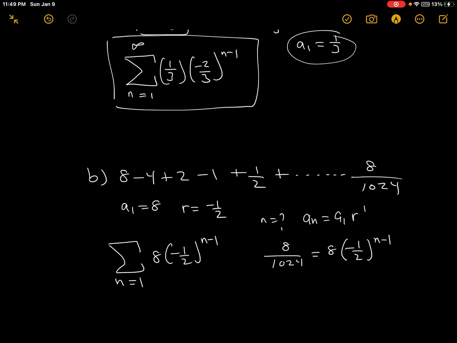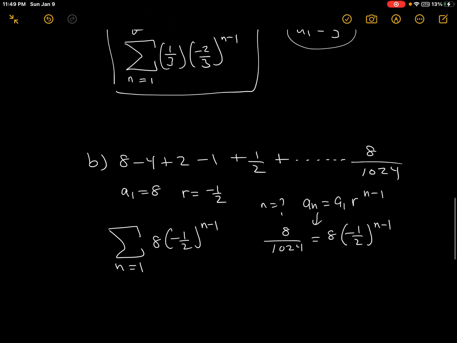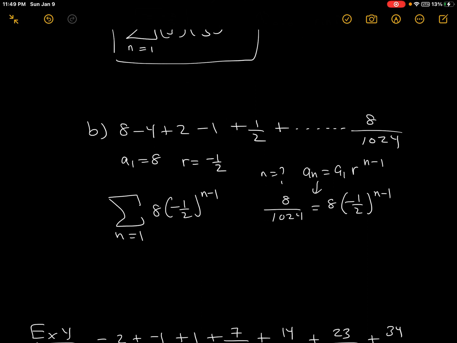But it's a little bit hard to solve this by hand. And so what you could do is just use a calculator to think, hey, 2 raised to what power gives you 1024? And if you do the math, 2 to the 10th will give you 1024.